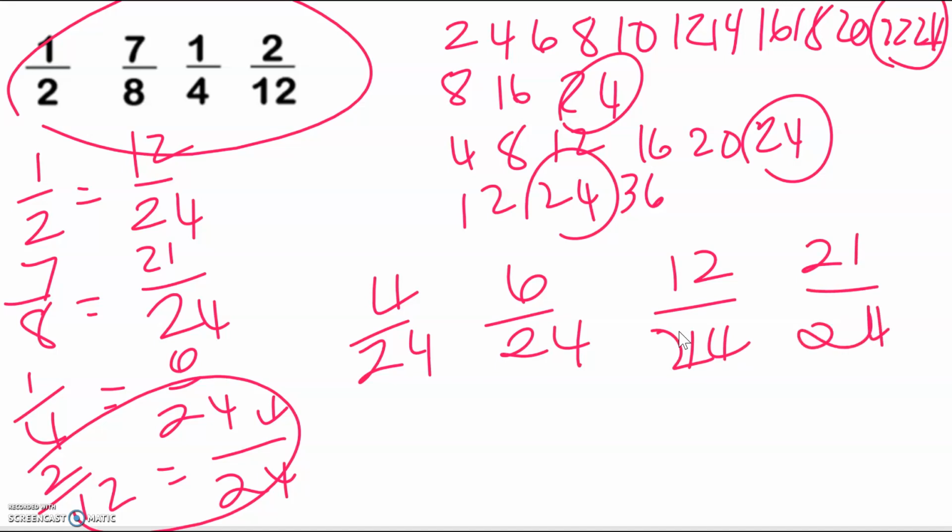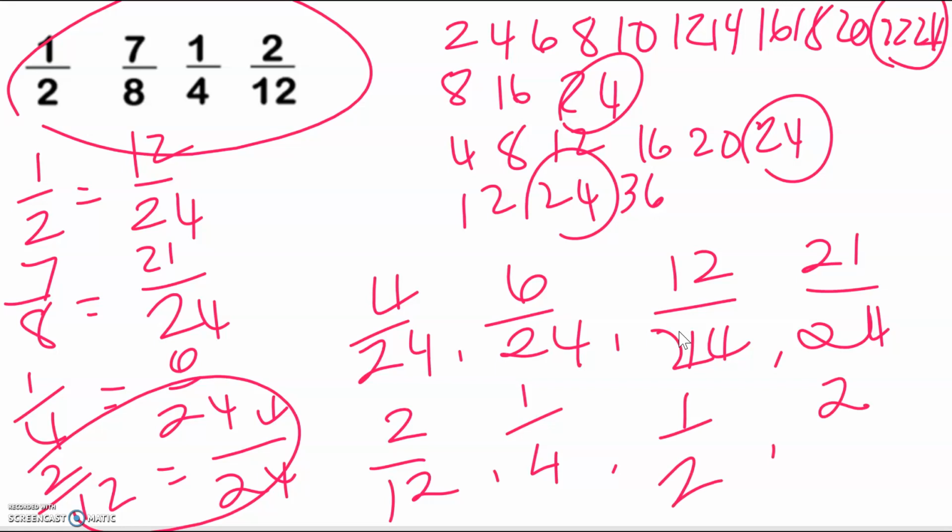And now I've got them in ascending order as 24ths, I can work out what order they would have been in their original form. So this would have been 2/12ths, then we would have had 1/4, then we would have had 1/2, and then we would have had 7/8, and there they are in ascending order.